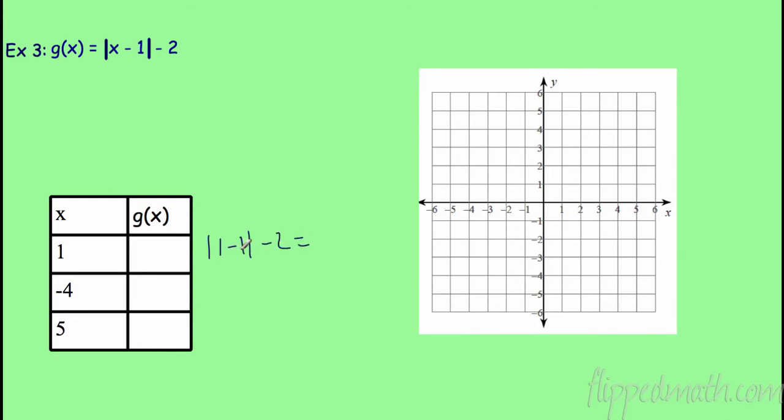So 1 minus 1 is 0. The absolute value of 0 is 0. 0 minus 2 is negative 2. So this is like the point 1, negative 2. So 1 over, negative 2 down.